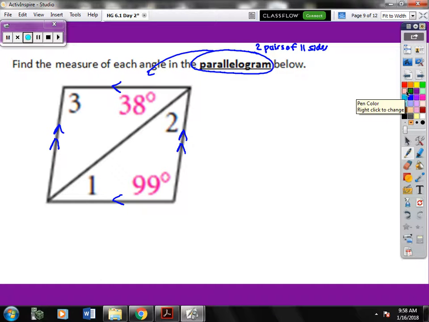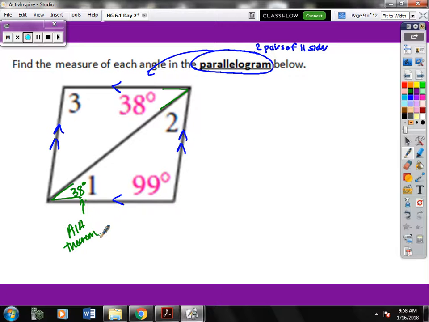Anyone able to identify what one of those angles would be using either corresponding, alternate interior, alternate exterior, same side interior? Joseph? Angle 1 is 38 degrees. Good. Angle 1 is 38 degrees. These would be what type, Joseph? Alternate interior. Good. These are alternating across the transversal, and they're inside my parallel lines. I'm just going to write it in the picture for the sake of time.